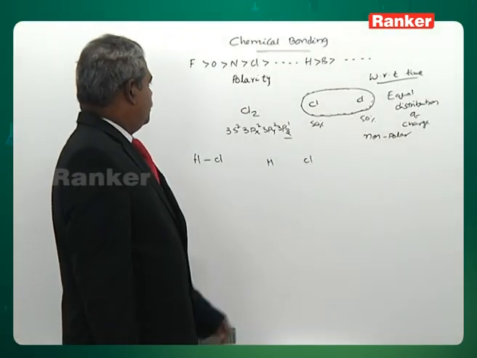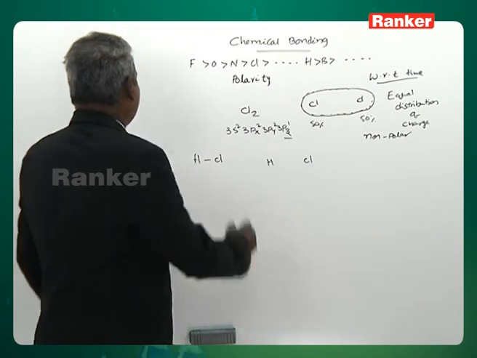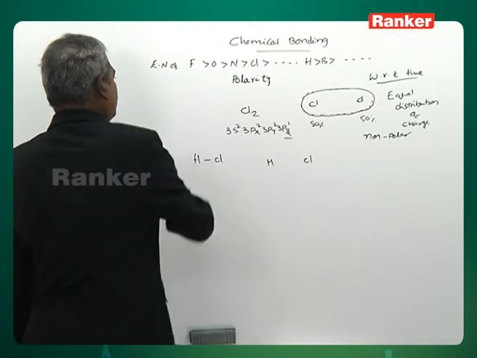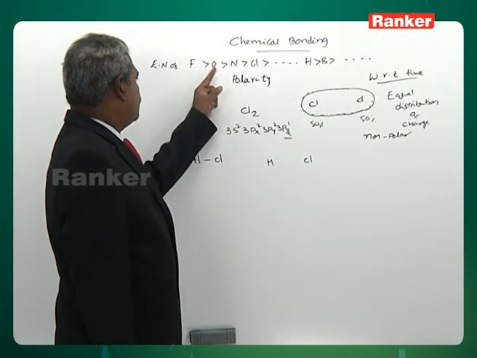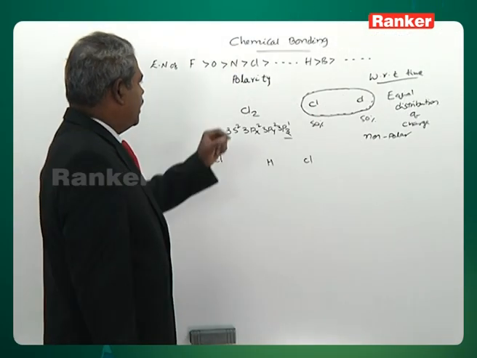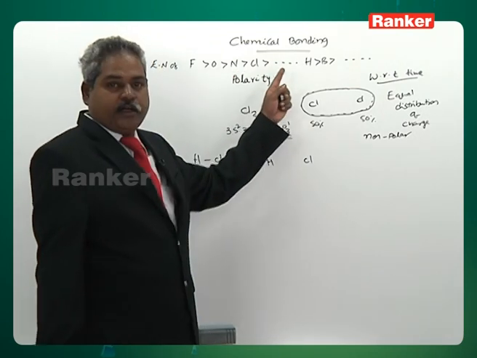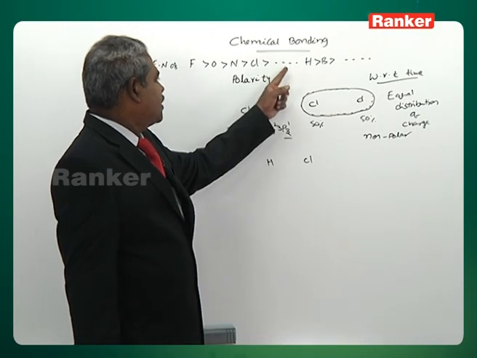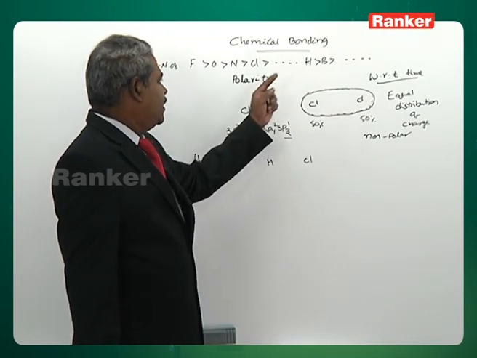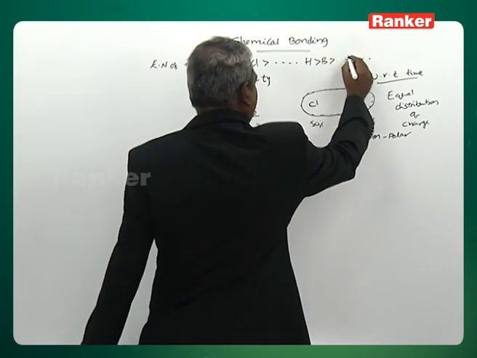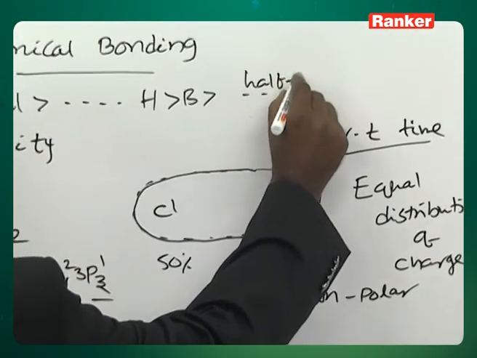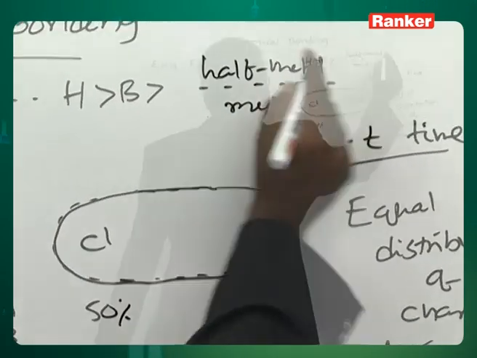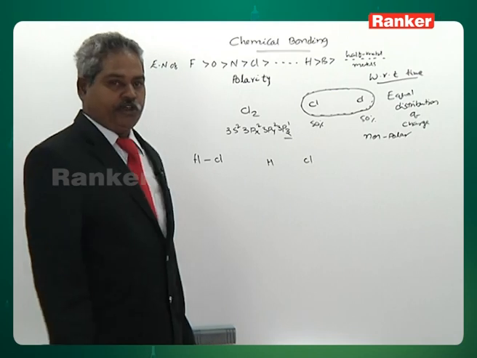So, fluorine is the most electronegative. This is the electronegativity of fluorine greater than oxygen greater than nitrogen greater than chlorine. And you will get the other non-metals here. You know which are non-metals: bromine, iodine, sulfur, phosphorus, carbon, silicon. All others will be here. And after boron, you will encounter half metals and metals. They are not electronegative, they are electropositive.